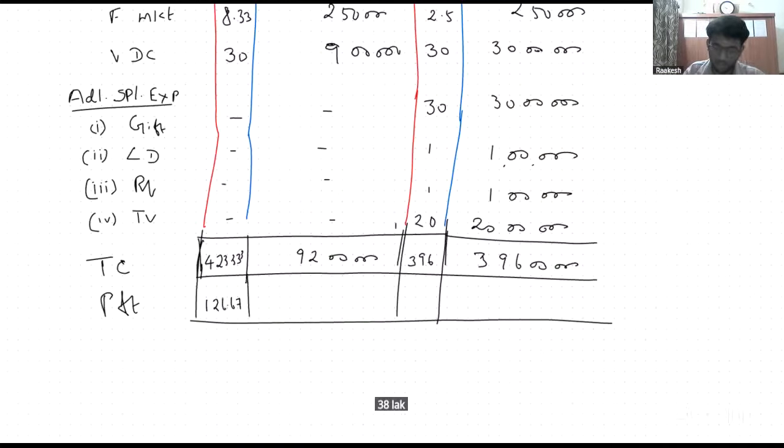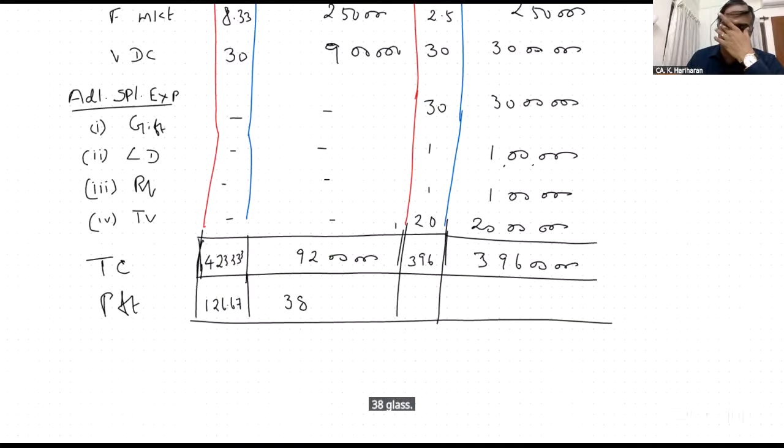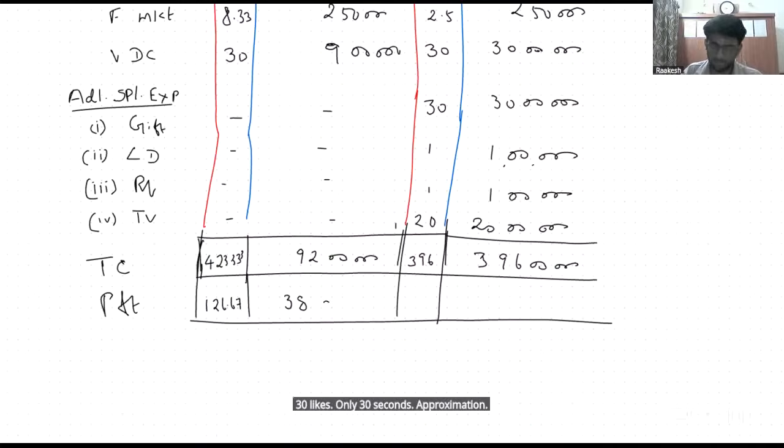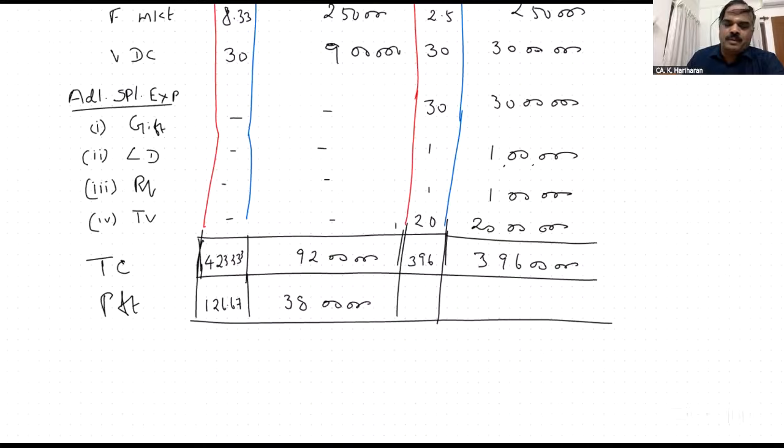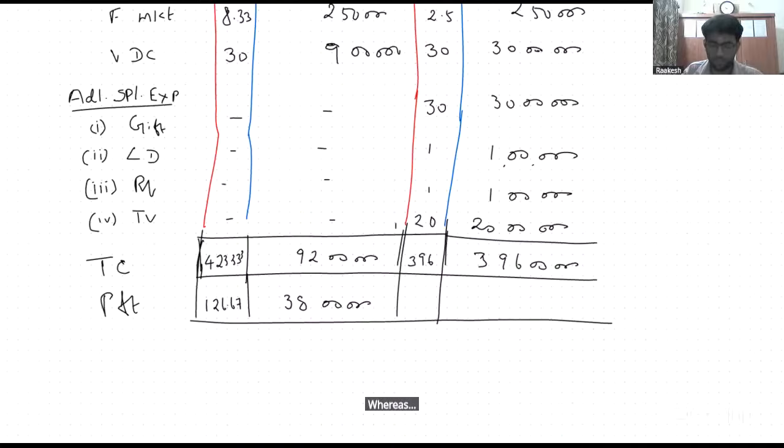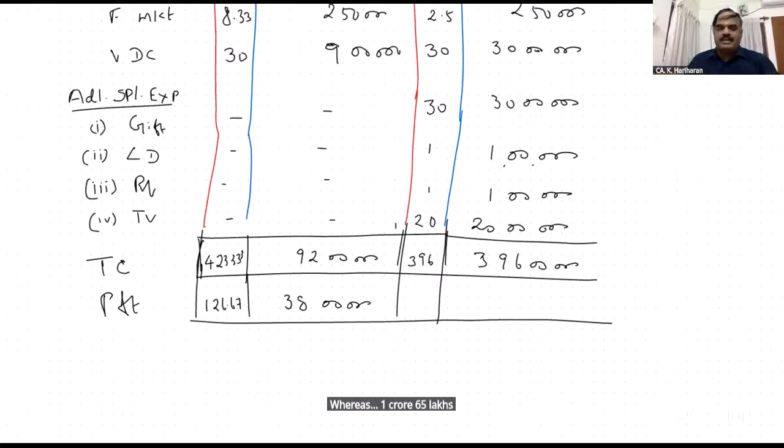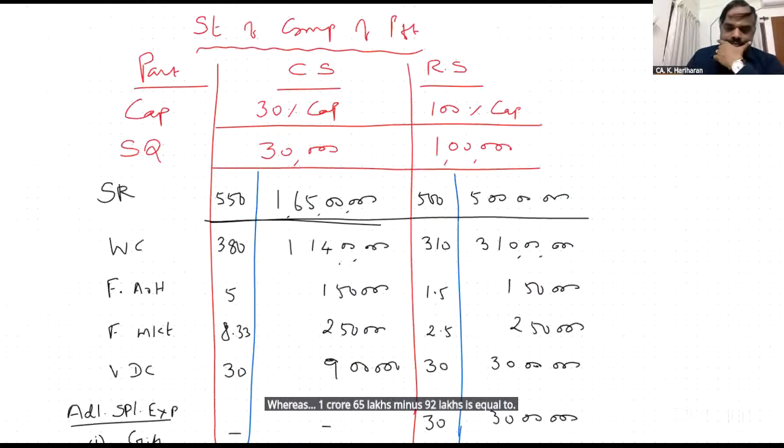38,100,000. 38 lakhs. 38 lakhs. Only 38 lakhs. Okay. Approximation. Whereas total will come. You did not multiply this. Okay. 1 crore 65 lakhs minus 92 lakhs is equal to.